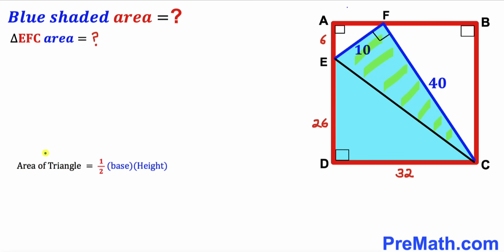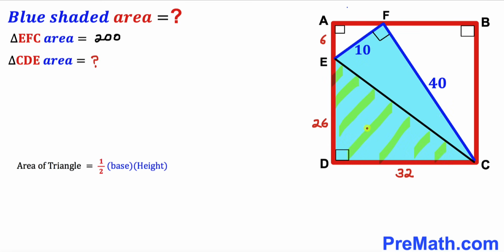So now we are going to calculate the area of this triangle EFC. Let's recall the area of a triangle formula. Area is always equal to a half times base times the height of the triangle. In our case the base is 10, the height is 40. So the area of this triangle EFC is going to be a half times 10 times 40, and if we multiply and simplify, that is going to give us 200 square units.